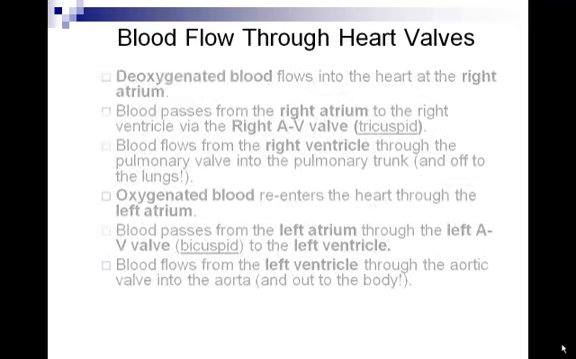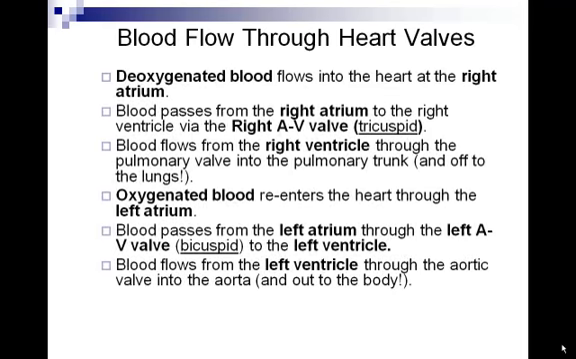So, in order to get the blood through the heart at the correct pressure, we pump blood through heart valves. The purpose of the heart valves is to ensure that blood flows in one direction only. And there are four valves we're going to look at. First is the right atrium. From the right atrium to the right ventricle, we pump blood through the right atrioventricular valve. This is called the tricuspid valve, another name for it.